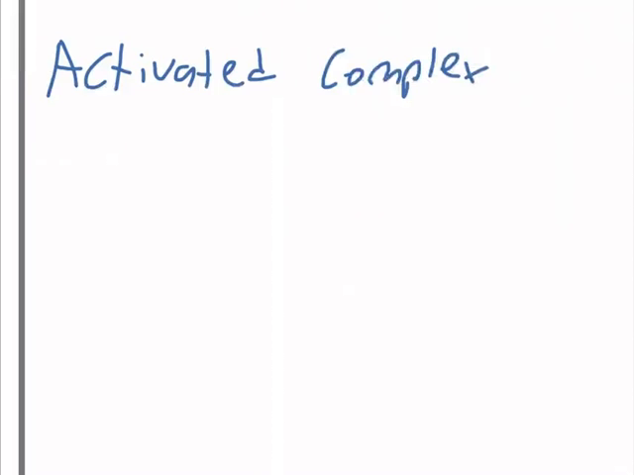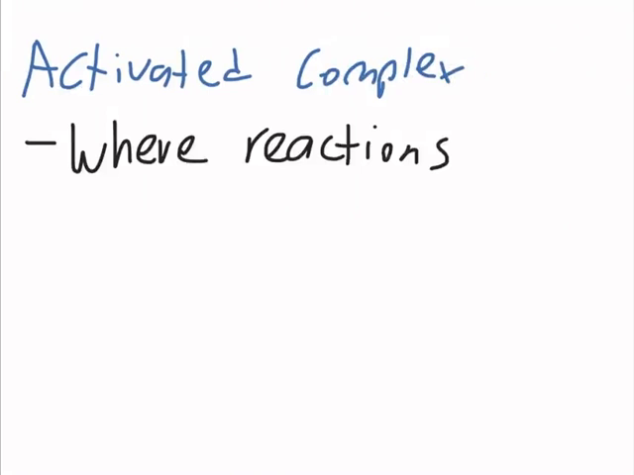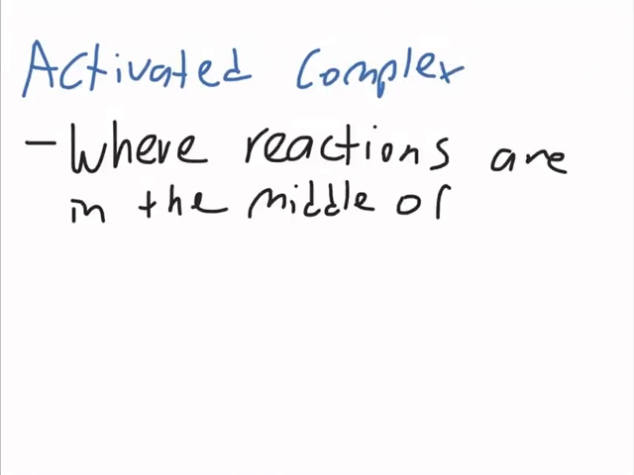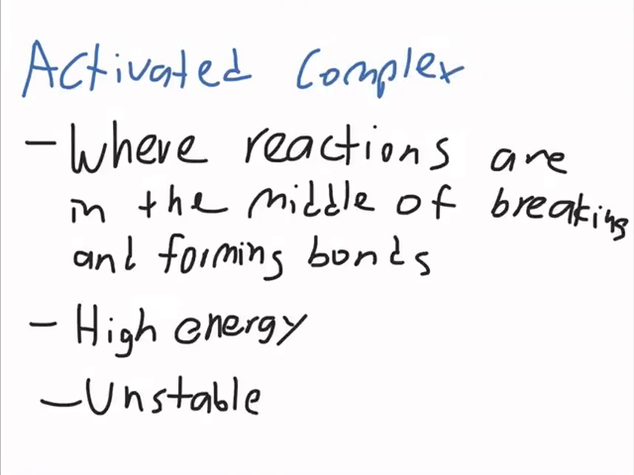Now you may be wondering, what is an activated complex? Well, the activated complex is where the reactants are in the middle of breaking and forming bonds. This means that there are partially broken and partially formed bonds in the activated complex. It is high energy, which means that it is very unstable. This definition will make more sense once we draw some enthalpy graphs.